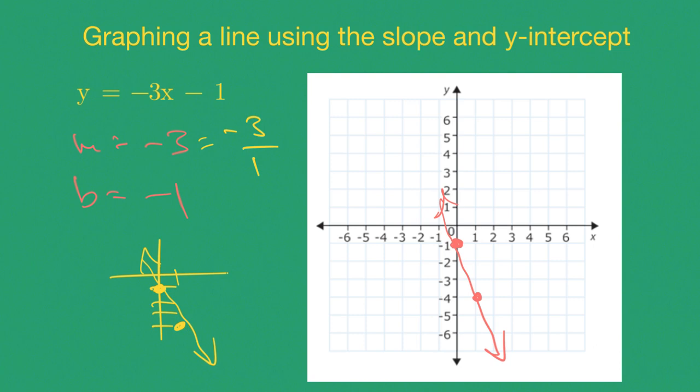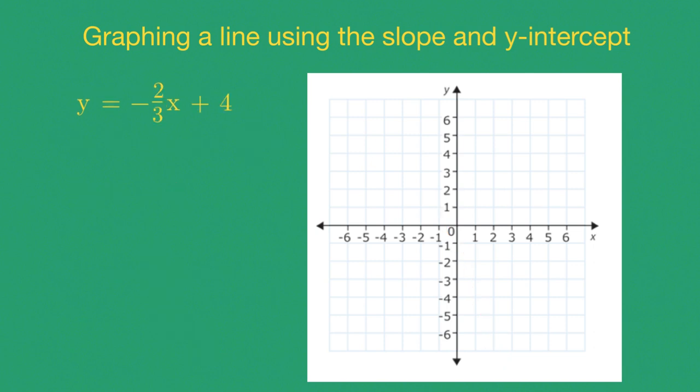Our picture now matches our expectations. This is a downhill line. It goes through negative 1 on your y-axis. There's my y-intercept. Down 3, right 1. Got it. Okay? Questions here? Okay? So far, so good? Wonderful. Want everybody to be graphing champions today. Here we go. Next one.